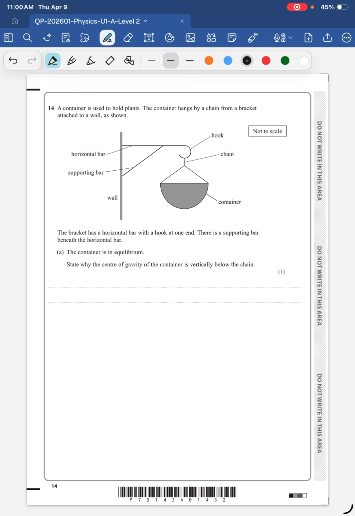This is because that's an axis of symmetry and there is no resultant moment. So axis of symmetry, and also no resultant moment.